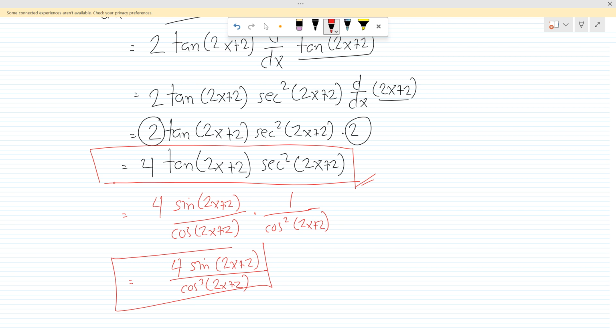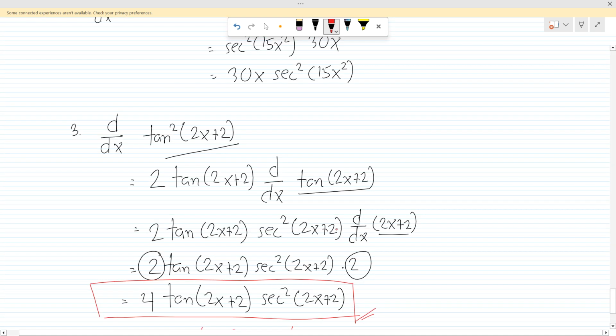Because I am just looking for whether you can differentiate an equation. Simplifying our expression is part of algebra, and of course, trigonometry. Okay, so screenshot up to here.